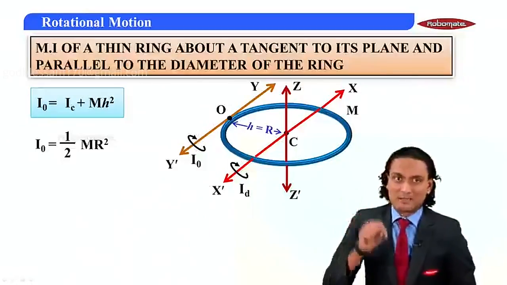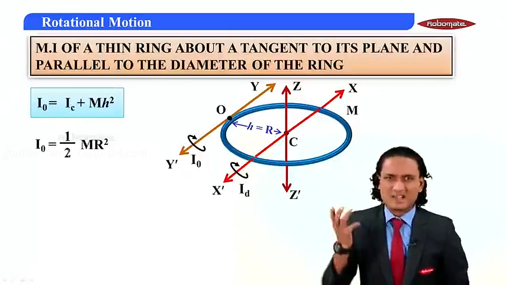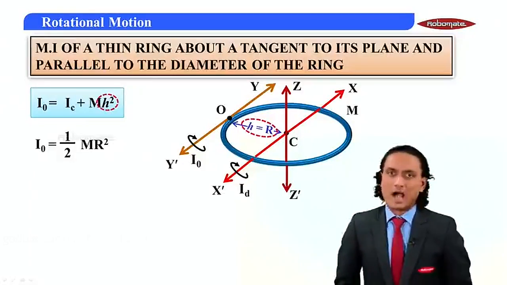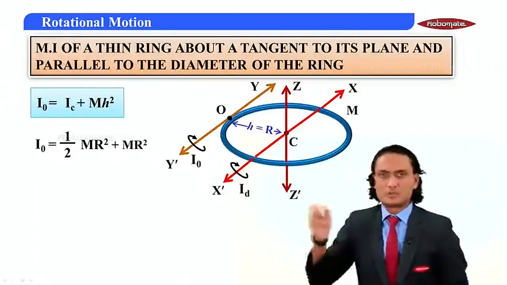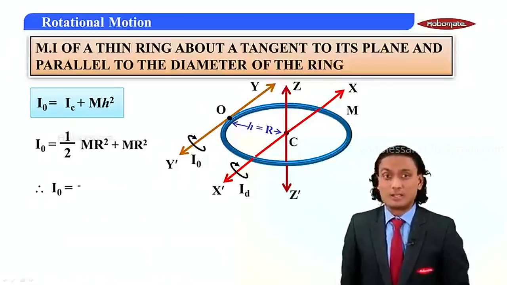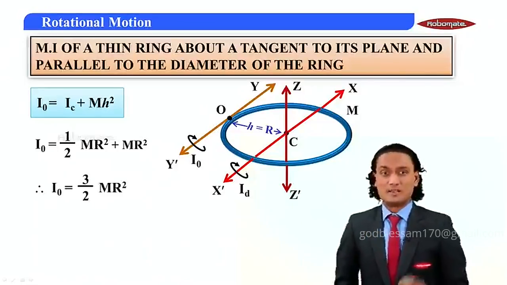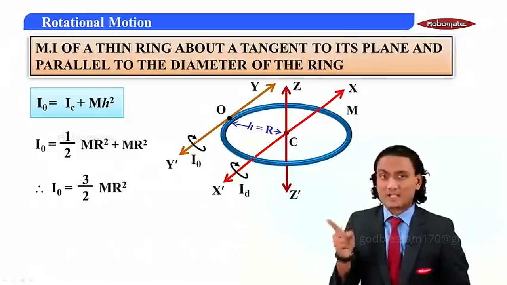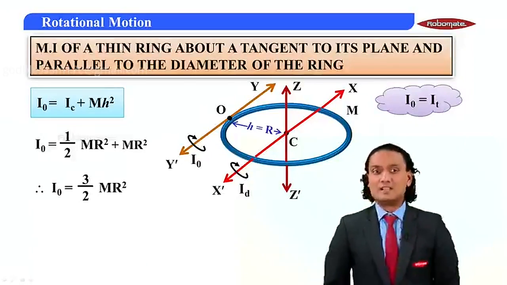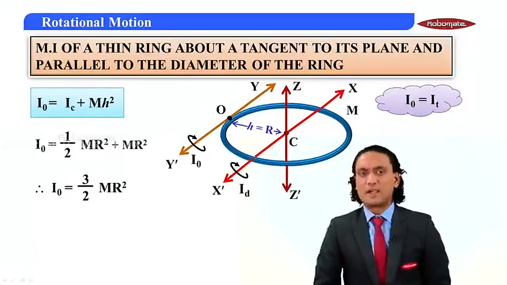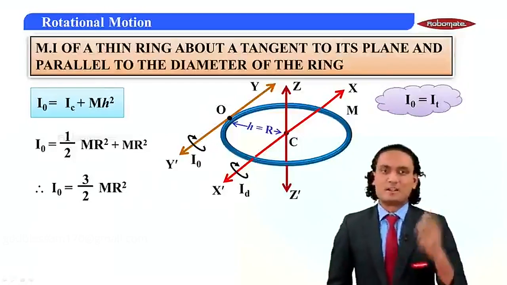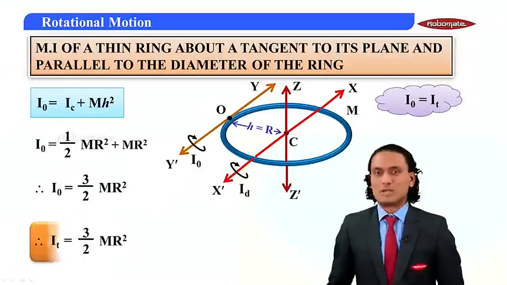Now, plus MH square. We all know H is equal to R, so H square will become R square, so I naught will be half MR square plus MR square. Now students, you can add it. You will get I naught is half MR square plus MR square, which is 3 by 2 MR square. Now students, here y dash is your tangent. So then we can say I naught is equal to IT. The T is just to specify it is a tangent. So, I naught can be written as IT. So, IT is equal to 3 by 2 MR square.